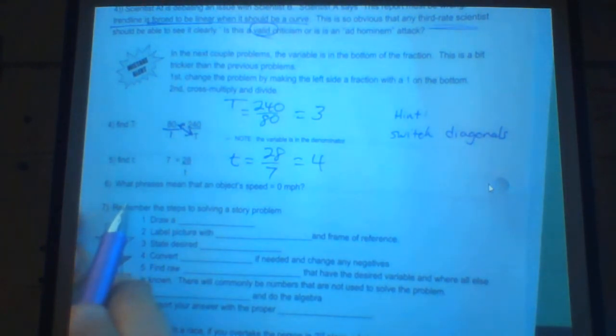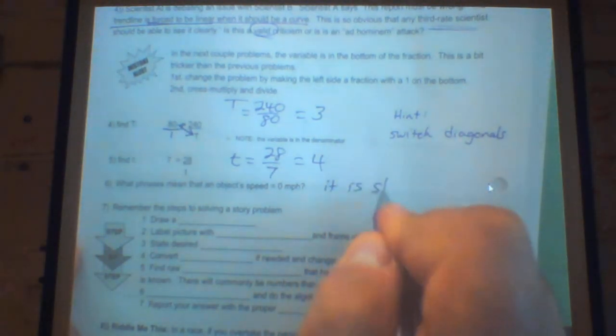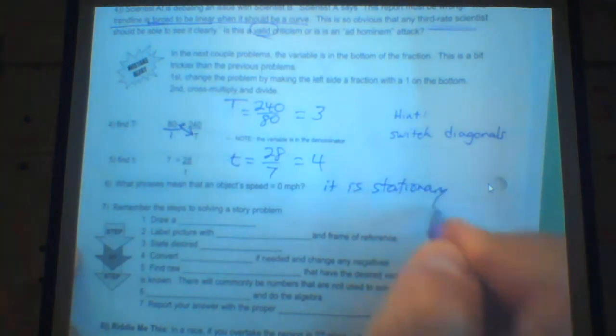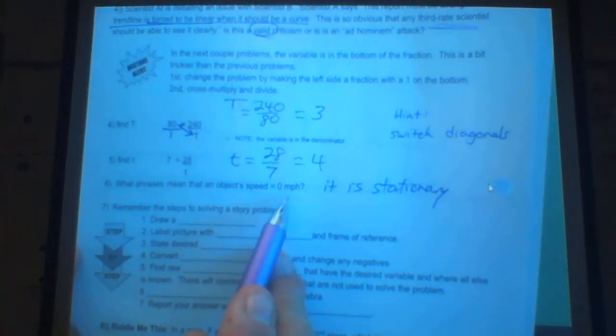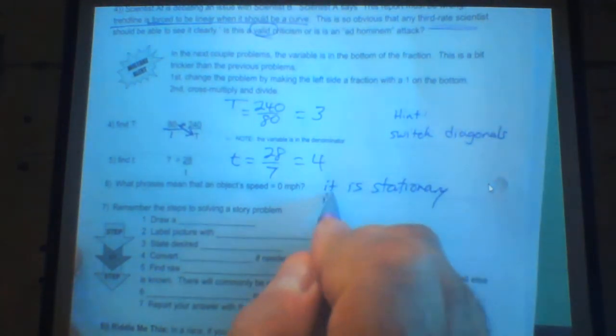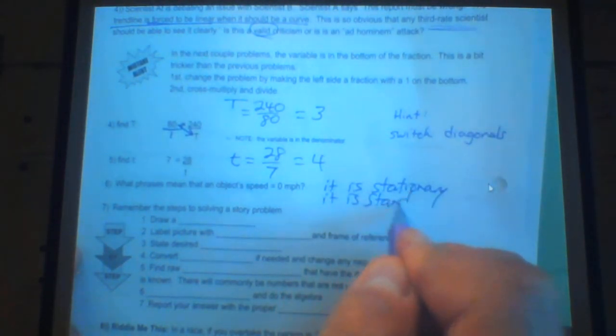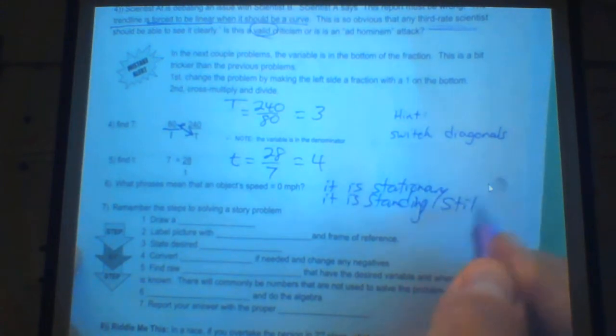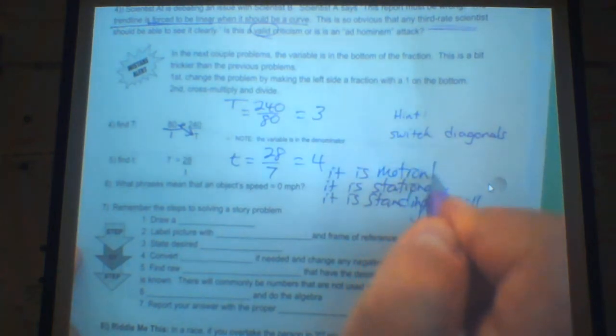Okay, we're going to be talking about lots of story problems with objects moving in different ways, and we need to recognize different phrases that mean that an object's speed is 0 miles per hour. So you could say that it is stationary. By seeing those words, we can assume that the initial speed is 0 miles per hour. We could say it is standing still. We could say it is motionless. All of those are phrases that mean the speed is 0.